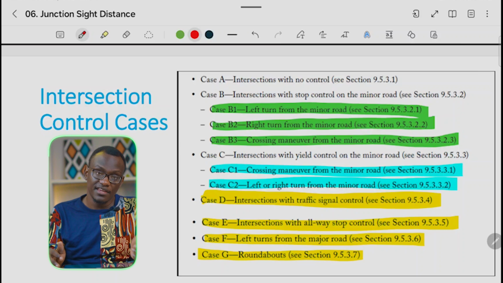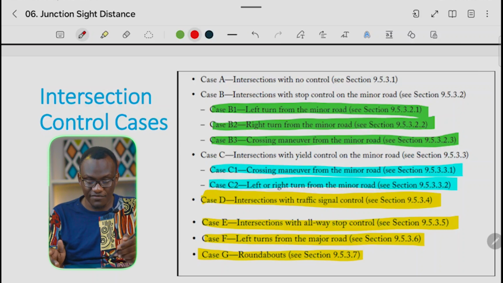So we have intersection control cases. We have case A, case B, case C, case D, case E, case F, and case G. We go through these trying to explain. So if you have, let's say, case A, where you have no intersection control, there is nothing.